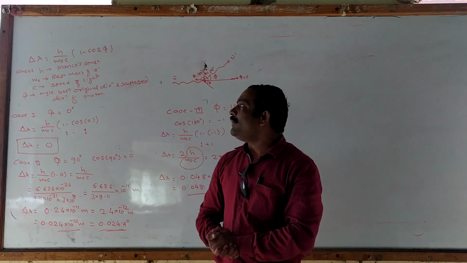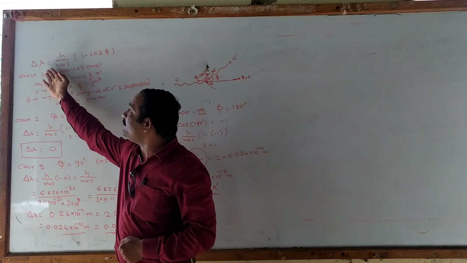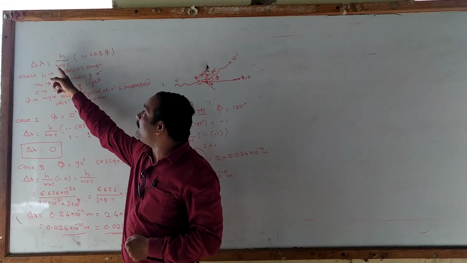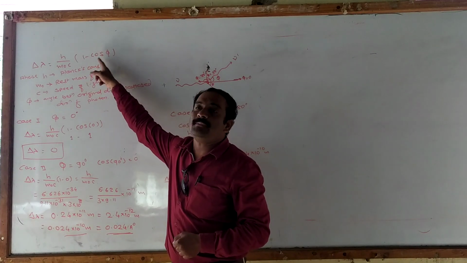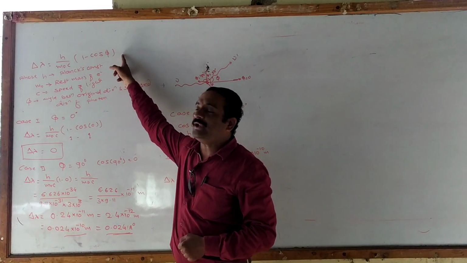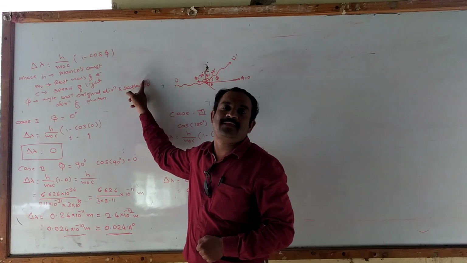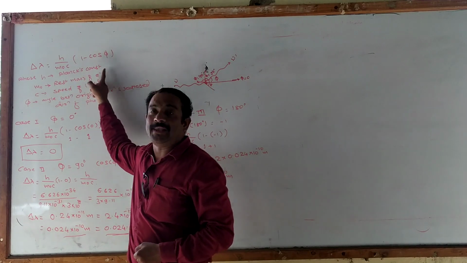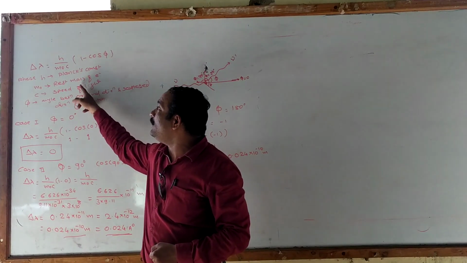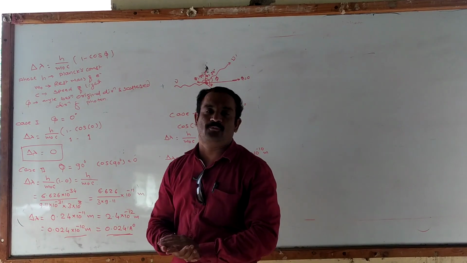Students, now I would like to discuss the quantum shift. That quantum shift is given by delta lambda equals h upon m0 c times (1 minus cos phi), where phi is the angle between the original direction and the scattered direction of the photon, h is Planck's constant, m0 is the rest mass of the electron, and c is the speed of light.